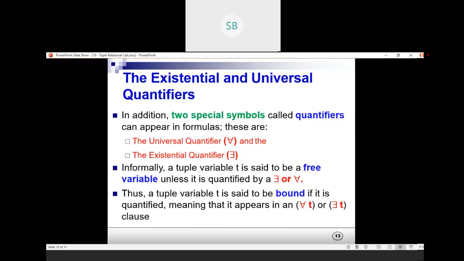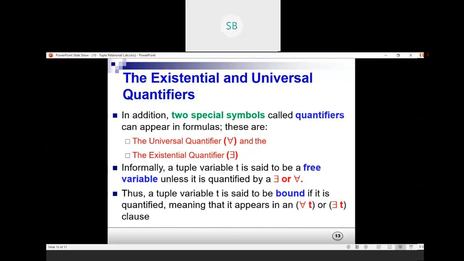Next, we have two special symbols, known as the quantifiers. They are the two special symbols that we will use along with the tuple relational calculus. One is known as the universal quantifier, which is represented by this symbol, and the other is the existential quantifier, which is the reverse of E.